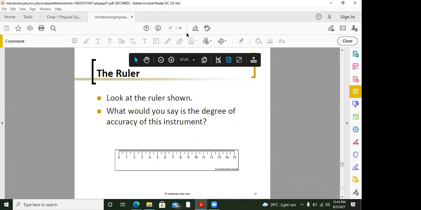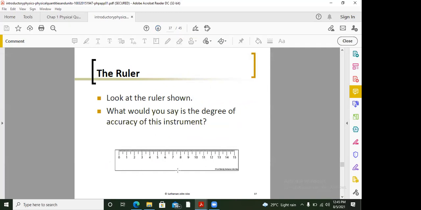Okay, so let's talk about the ruler. You can see that it starts from 0 and ends at 15, a 15 centimeter ruler, right? This is the centimeter ruler that we all have. Look at the ruler shown. What do you say is the degree of accuracy of this instrument? Mustafa, Heba, Ehtisham, Rabia, what do you think?